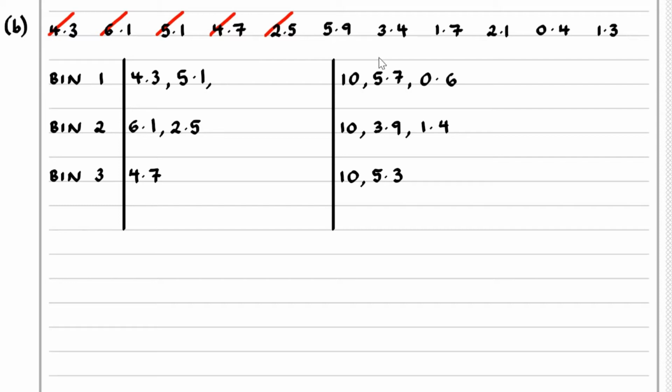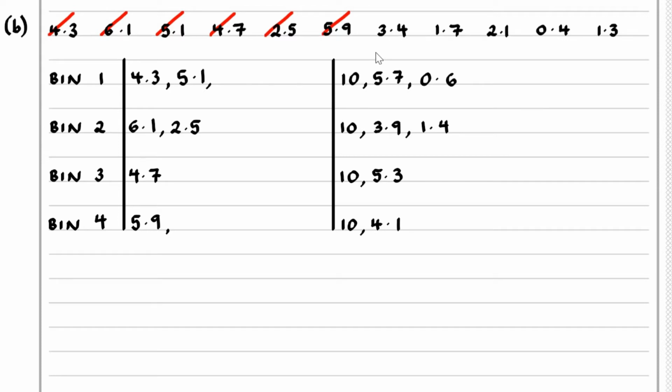Let's take a look at the 5.9. Well, there is not enough space in bin 1, there is not enough space in bin 2, there is not enough space in bin 3, so what we need to do is open up a new bin. Bin 4, say. So when we open up a new bin, it's got space 10. We place the 5.9 into it, and when we do that, the space left over, 10 subtract 5.9, is equal to 4.1. So now let's cross off the 5.9, indicating we've used it.